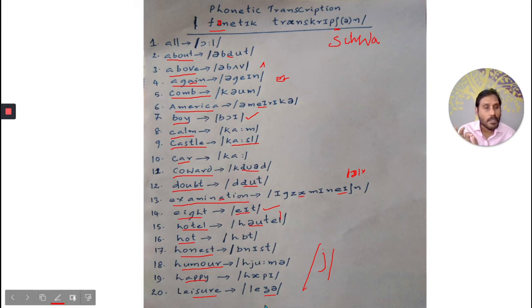And there is some symbol called sha here. Examine sha. And there is sa here. Sa is different, sha is different, za is different, ja is different. Correct. Here we have ja, leisure. I have a lot of leisure time. It's not leisure. We'll go to the next one.